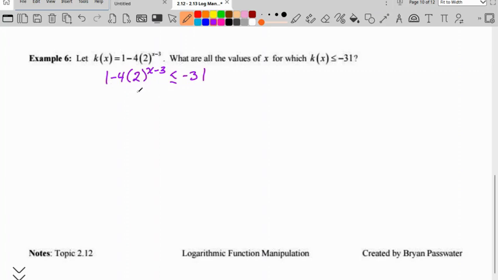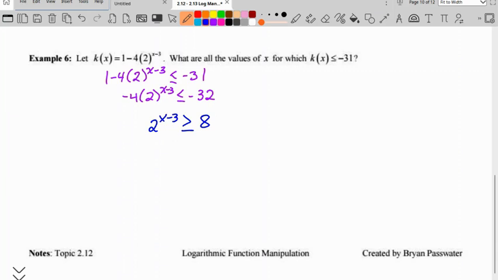So I'm going to subtract 1 from both sides. That gives me negative 4 times 2 to the x minus 3 is less than or equal to negative 32. Next step, I'm going to divide both sides by a negative 4. So that means I have to flip the inequality sign. So that's going to give me 2 to the x minus 3, flip that inequality sign, greater than or equal to negative 32 divided by negative 4, which is positive 8.